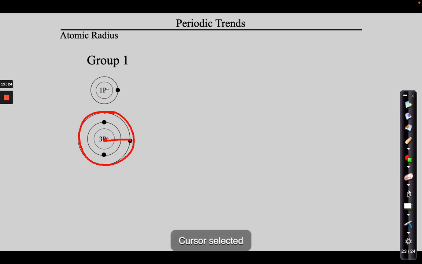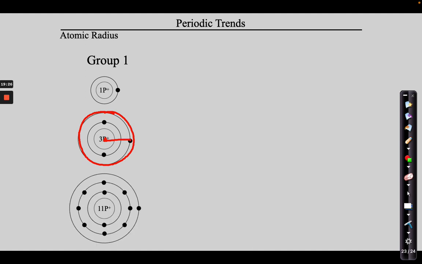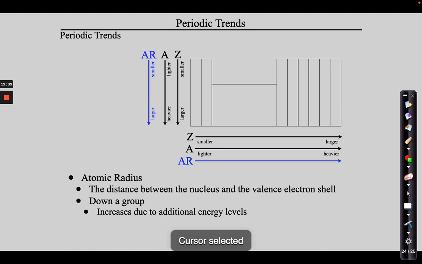If I go down to the next one, oops, I always do that. Here we go down to sodium. It's got 11 protons, and I added another layer. That's going to increase that radius even more. Does that make sense? Okay, sweet. So that's what happens as we go down. We're going to increase due to these additional energy levels. As we add energy levels, we're adding layers.